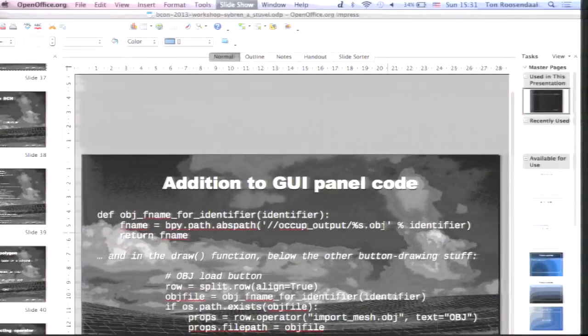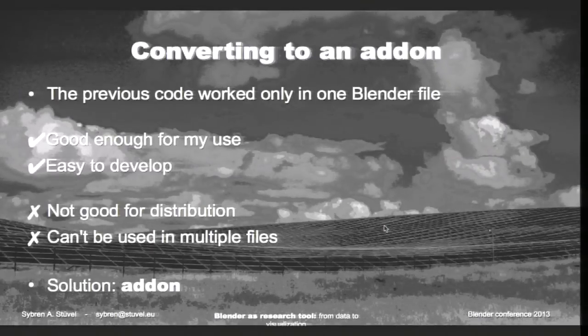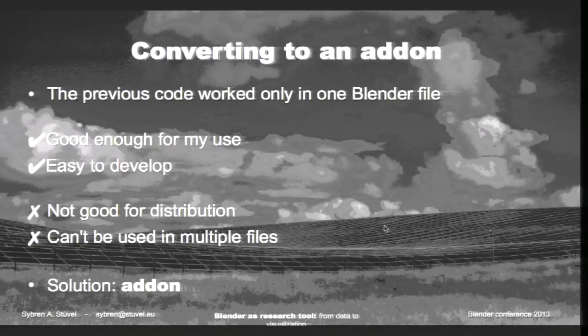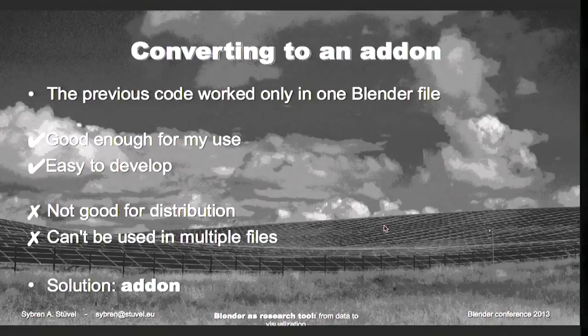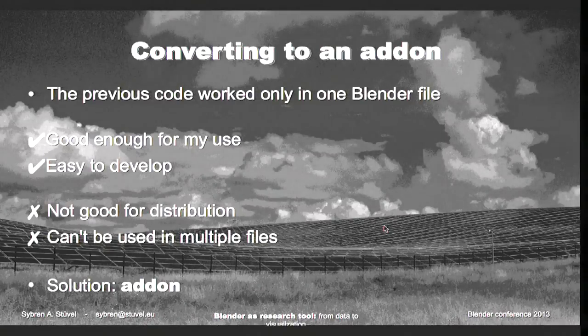Let's see. I'm running out of time, so I'm going to skip this because it's basically more of the same thing. What I do want to show is how you create an add-on out of this. So then you just simply put it into a different file, and you add a small dictionary on top.